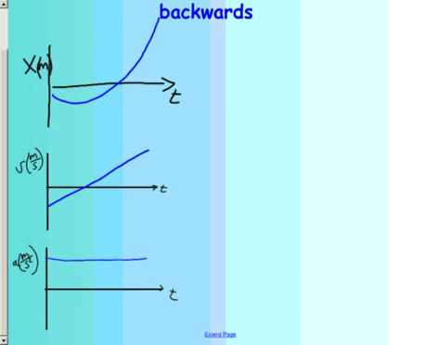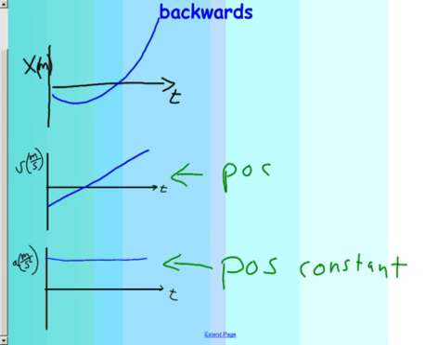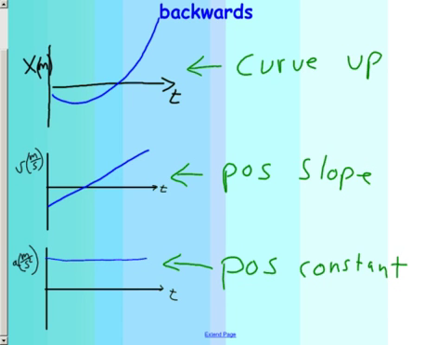Here's the big idea. I have a positive constant for my acceleration. That means I have to have a positive slope, and this means I'm going to have a curve up. It's a curve that's opened up.